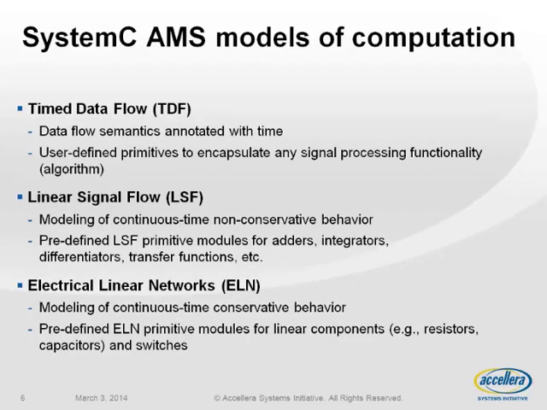Now, what I mentioned before, we have three models of computation in SystemC AMS. The most abstract model of computation is the so-called time data flow model of computation. Then we have a linear signal flow model of computation and one conservative model of computation, the so-called electrical linear network model of computation. We always recommend, as far as possible, to use this time data flow domain.